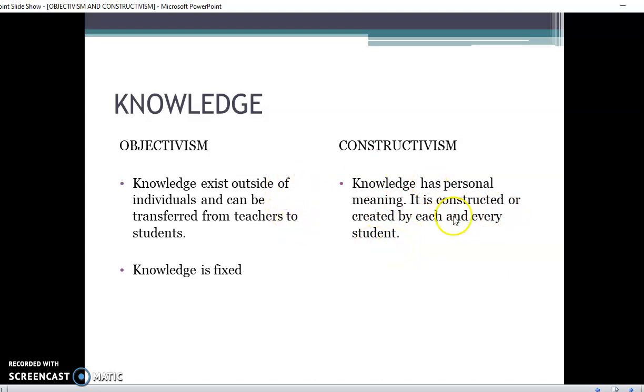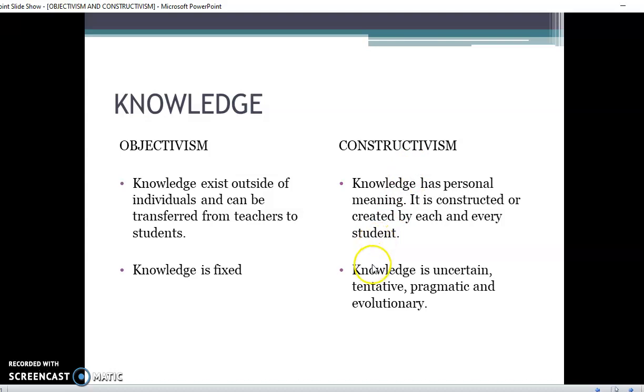So there is a lot of difference between objectivism and constructivism when we think about knowledge, because the constructivist approach believes that knowledge is within the individual and has to be created by the individual with the support of a more knowledgeable other, which objectivism doesn't believe in. Objectivism believes that it is an entity which is outside, which needs to be transferred by a more knowledgeable other, whom they consider as a teacher, to the students.